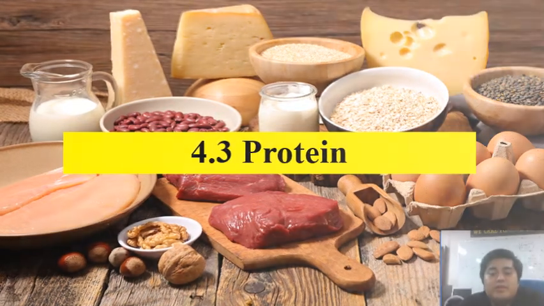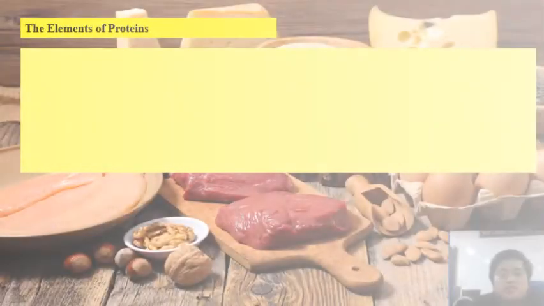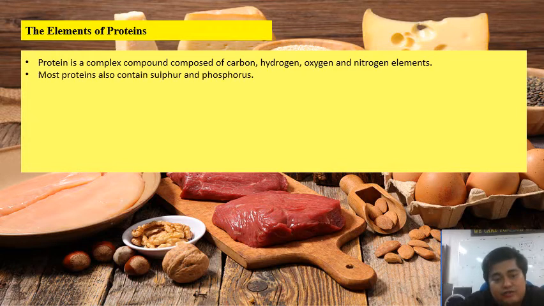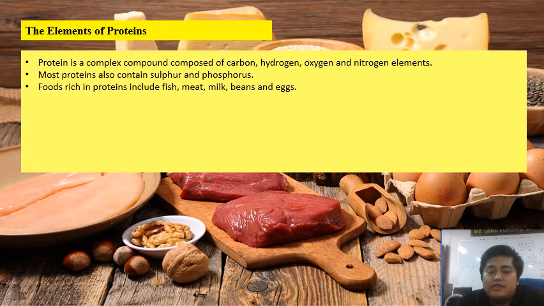So, elements of protein. So the protein is a complex compound composed of carbon, hydrogen, oxygen and nitrogen. So most protein also contain sulfur and phosphorus. So the food rich in protein include fish, meat, milk, beans and eggs. Ini adalah contoh-contoh makanan yang memang kaya dengan protein.